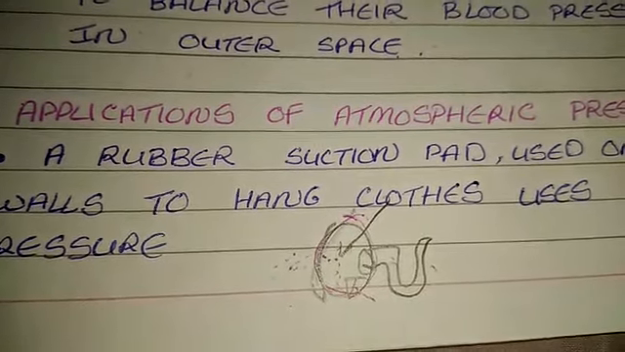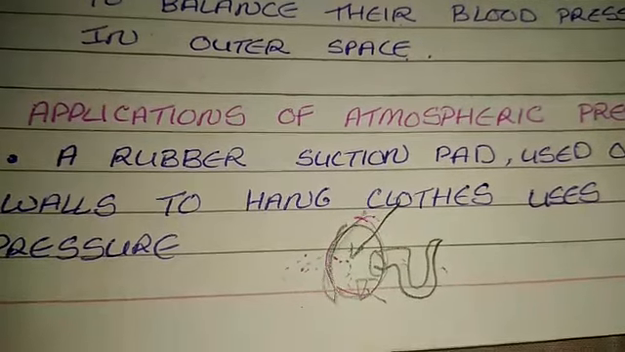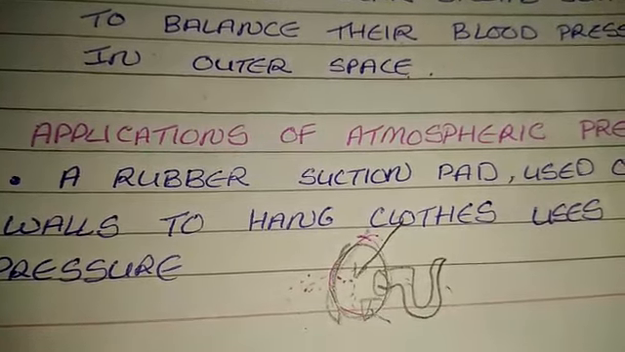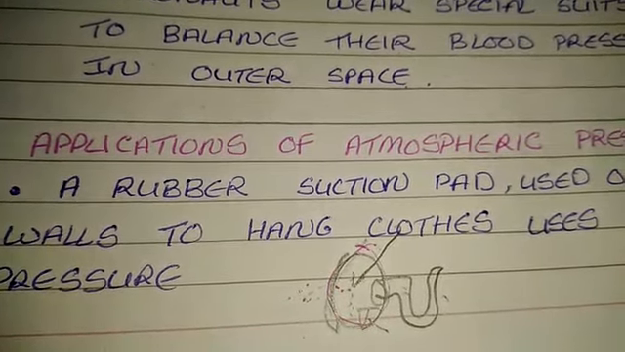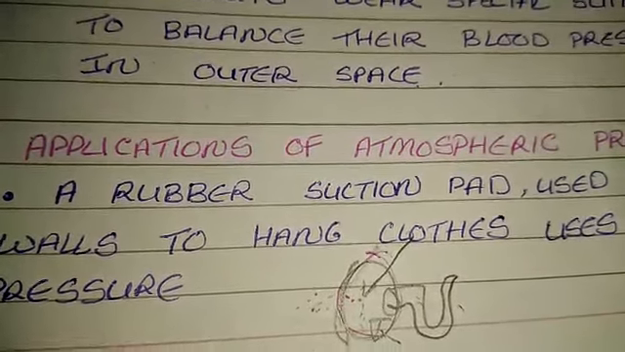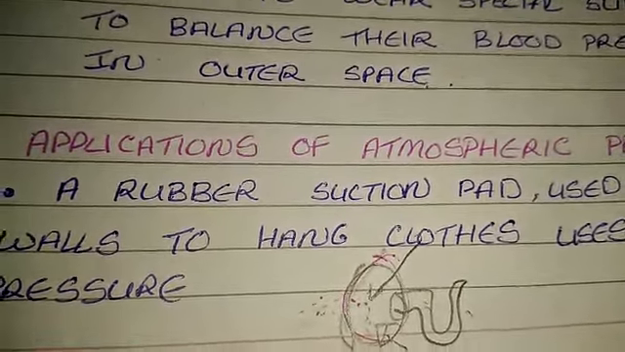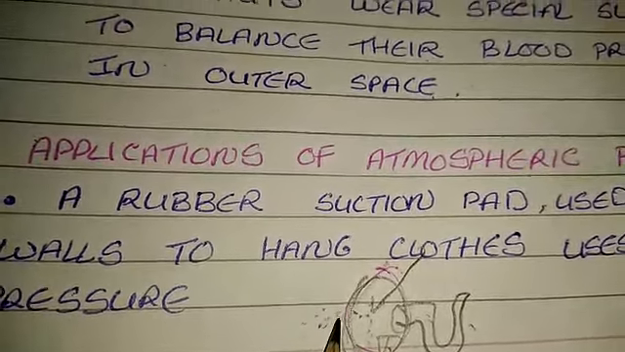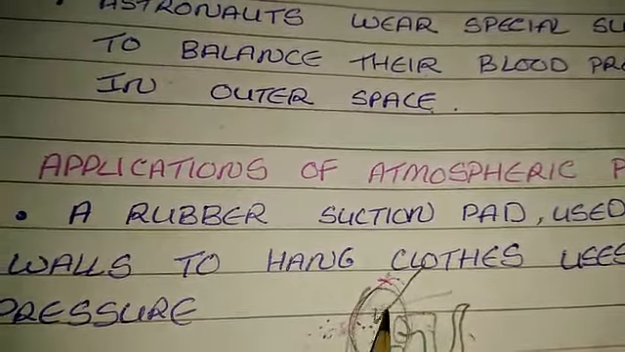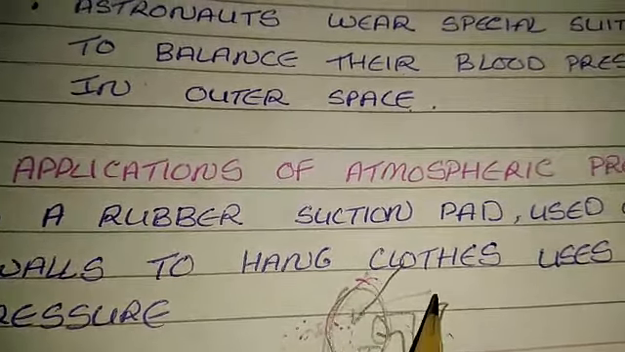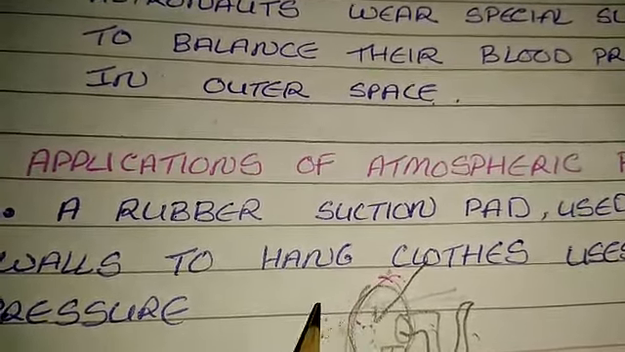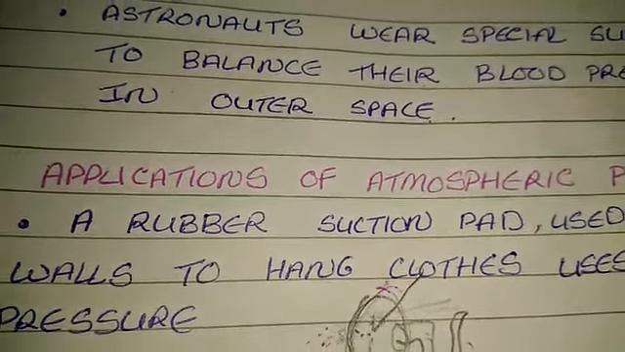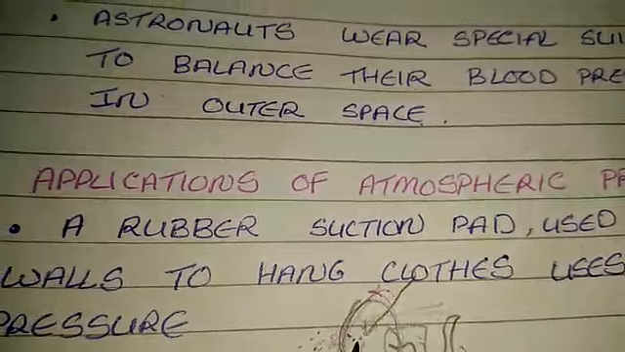Now come to the application of atmospheric pressure. Here is a rubber suction pad which is fixed on the walls. This is a rubber pad to hang clothes, and this uses this application of atmospheric pressure. What happens when the rubber pad is stuck to the wall? Then between the wall and the rubber pad there is very little atmospheric pressure, but there's a lot of atmospheric pressure from outside. So outside atmospheric pressure is more and inside it is very little. That is why it is difficult to take this rubber suction pad out once it has stuck on the wall.